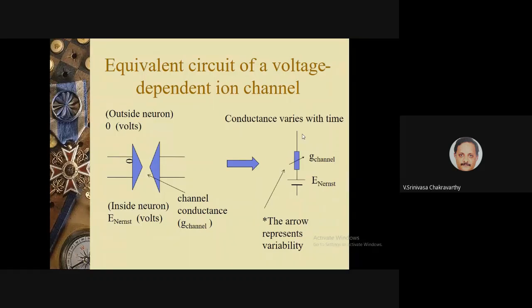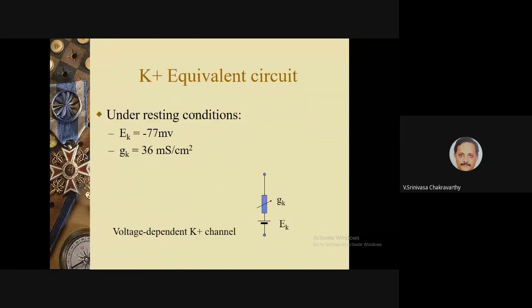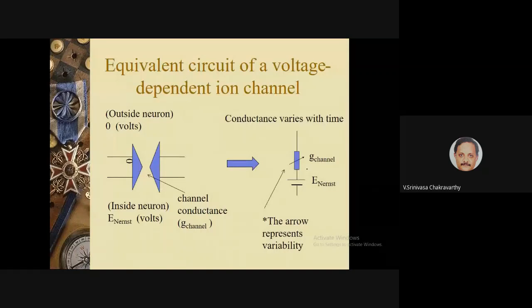So like we just said, the channel can be represented electrically as a series of a conductance and a Nernst potential, a battery. And conductance can be varied, and therefore to denote that we use this arrow. This arrow cutting across the conductance indicates that it's a variable conductance.